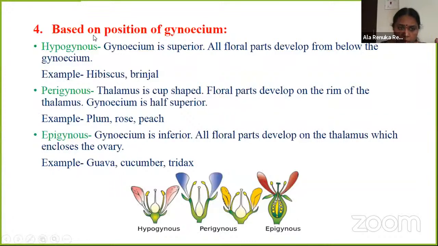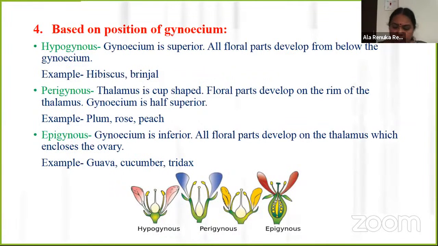Important, you have to remember, keep it in mind. Gynoecium is superior, hypogynous; gynoecium is inferior, epigynous; and gynoecium will be half superior or half inferior, perigynous condition. These are different types of flowers with respect to the position of the gynoecium.